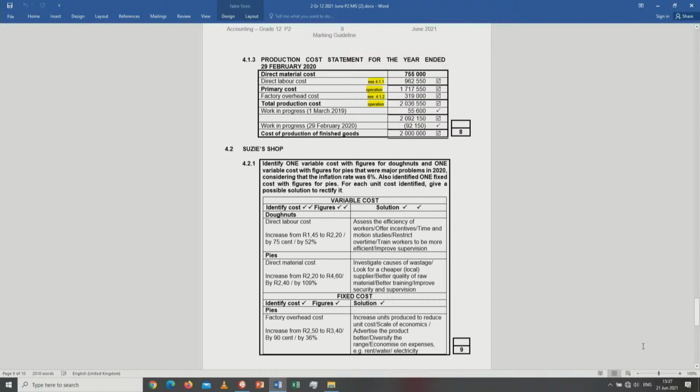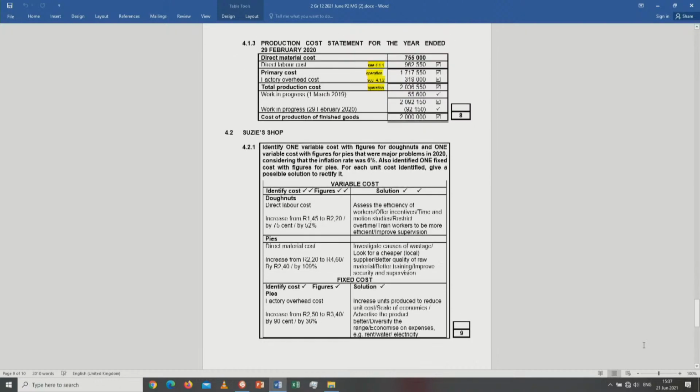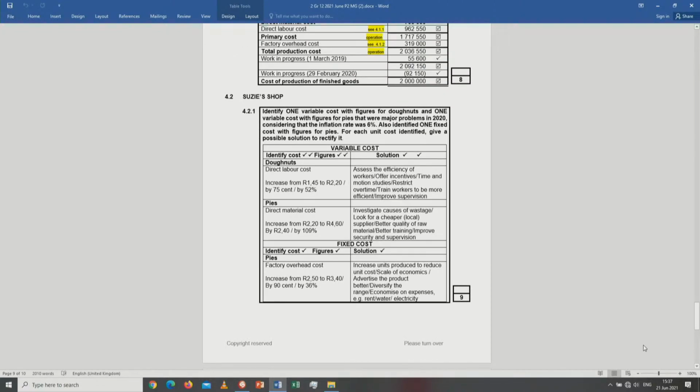Total production costs, a method mark for the operation of the learner. Work in progress at the end, 92,150, a full mark here. And then cost of production of finished goods, a method mark here, right, for his answer. 4.2, Susie's shop. Let's go back to our question paper quickly.